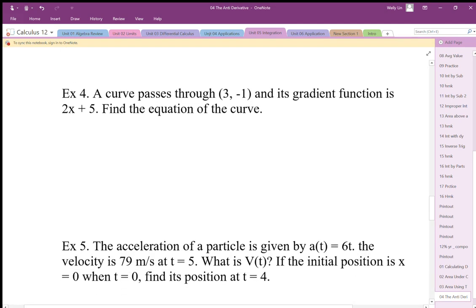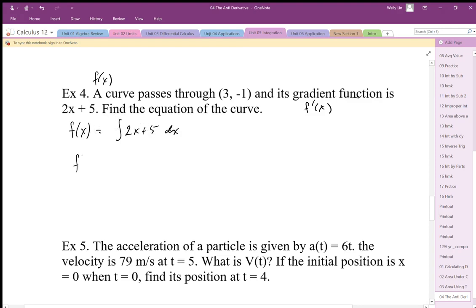So what are some applications of this? Well, we're given the curve it passes through, so this is our f of x, and it passes through this point. We're given a coordinate on that point, so we know exactly where it should be, and we're told the gradient function. Gradient means slope, so our f prime function is 2x plus 5. So if I want to find f of x, I know f of x is related to the antiderivative of 2x plus 5 dx. Okay, so there's our f prime function. I anti-differentiate it to get that.